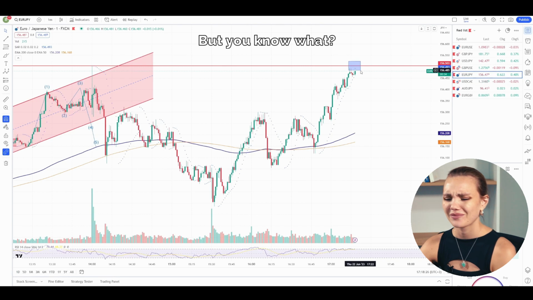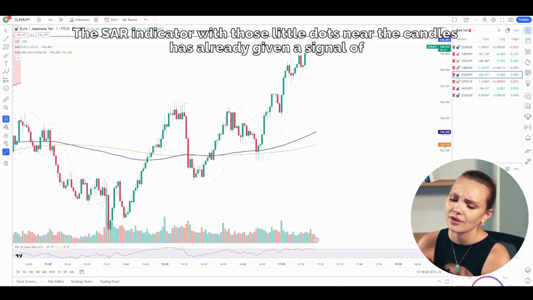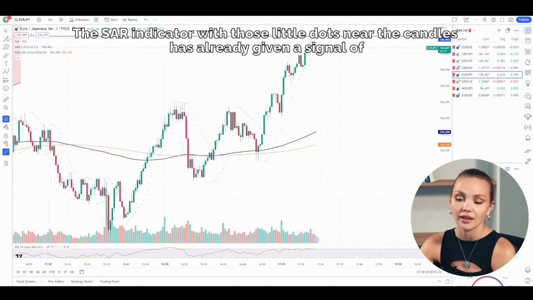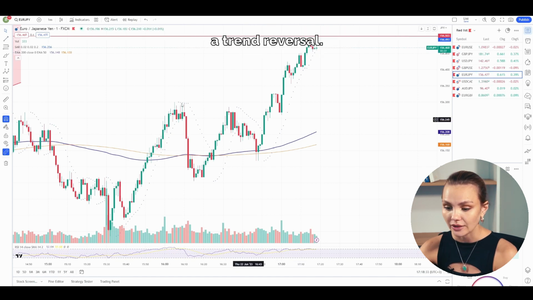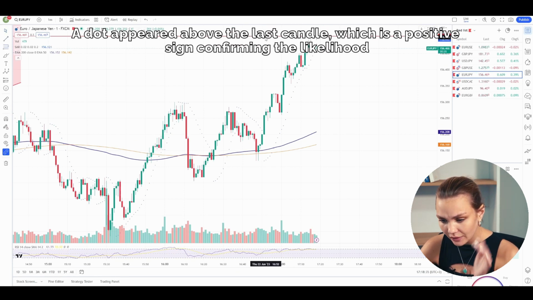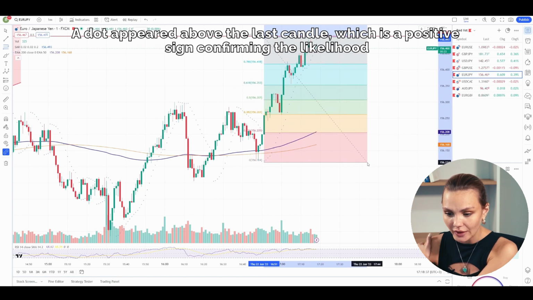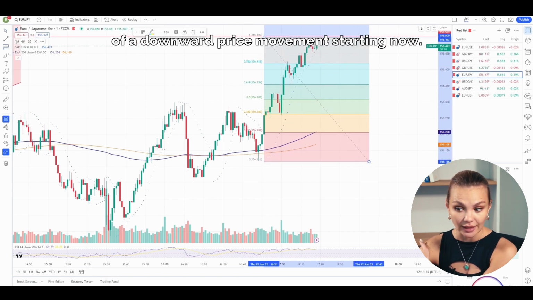But you know what? The SAR indicator with those little dots near the candles has already given a signal of a trend reversal. A dot appeared above the last candle, which is a positive sign confirming the likelihood of a downward price movement starting now.